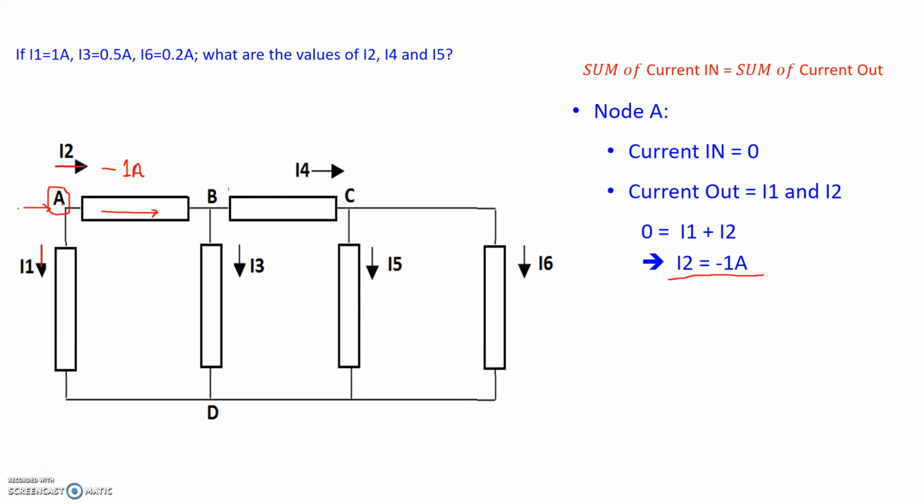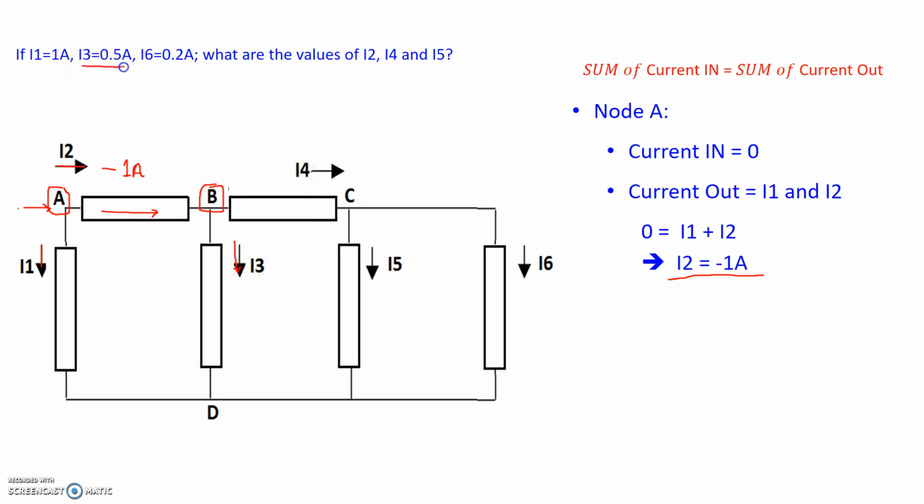Okay, so now let's proceed with node B. In node B, the total current coming in is I2. If you look at the direction of arrows, I2 is going into node B, I3 is going out of node B, and I4 is going out of node B as well. So by Kirchhoff's current law at this node, I2 should be equal to I3 plus I4.